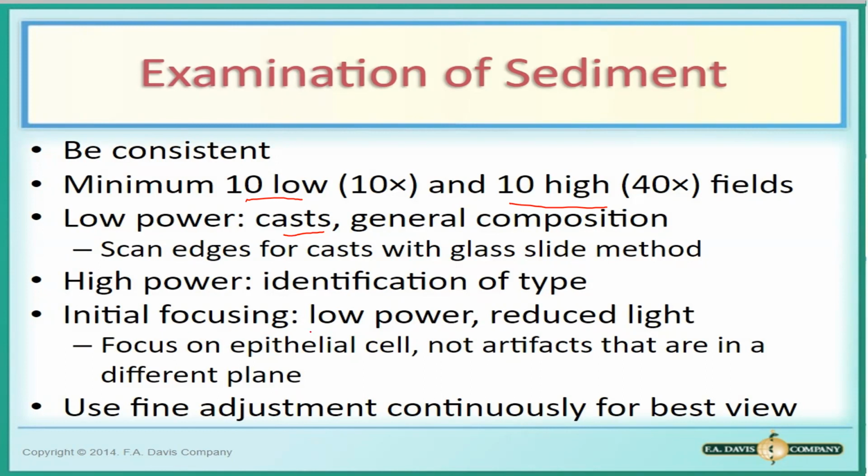So, for initial focusing, use low power muna, and then look for epithelial cells. Remember, your urine sediments have a low refractive index, meaning mahirap silang makita kapag mataas yung ilaw ninyo. So, dapat yung inyong light is reduced, or as much as possible yung lowest possible setting niya. And then, focus on epithelial cell.